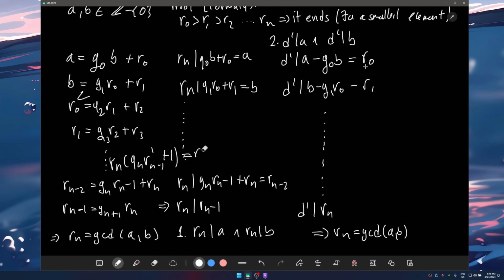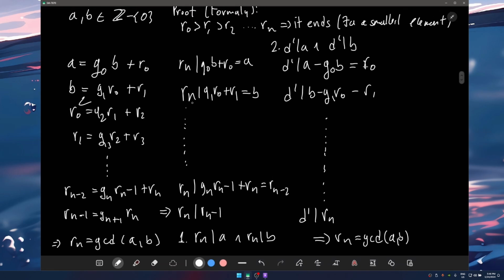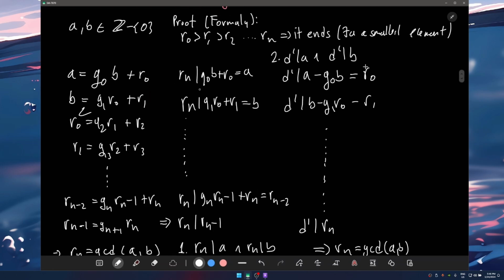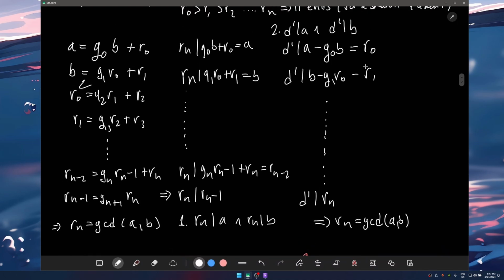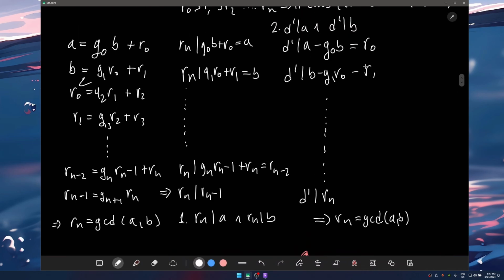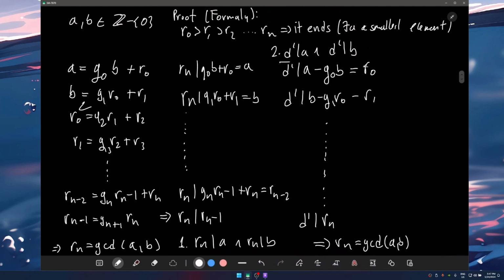This is the same thing I did in here. So here we can take out an Rn, because this is divisible by Rn, and this is equal to Rn minus 2, which implies we can divide Rn minus 2. And then we can go up and up till we reach this point, where Rn divides this thing, which is equal to B, and then we do the same thing here, which is divisible by A, and we find that Rn divides A and Rn divides B, so it is a common divisor.